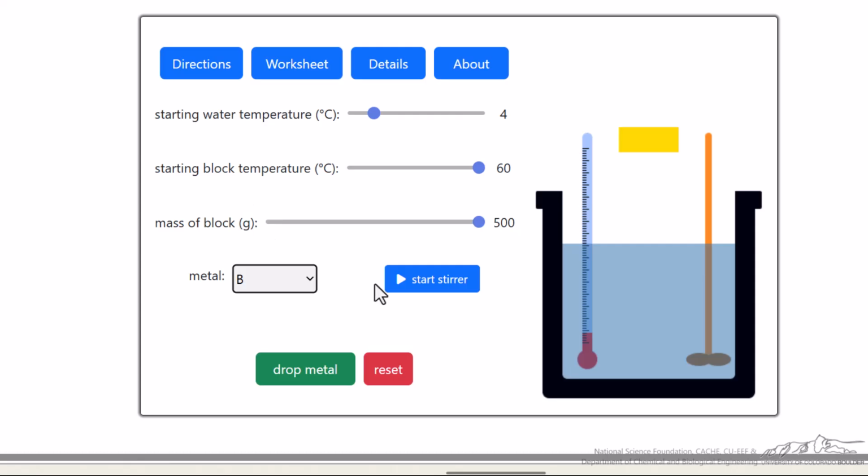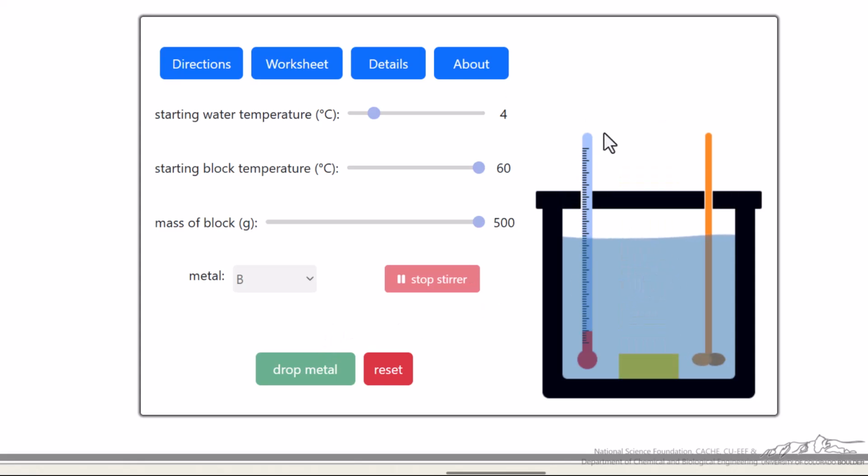These are unknowns. We're going to start to stir, and then we're going to drop the metal, and then we have insulating cover, and then we see the temperature that is equilibrated at 4.8, and we can use that to calculate the heat capacity.